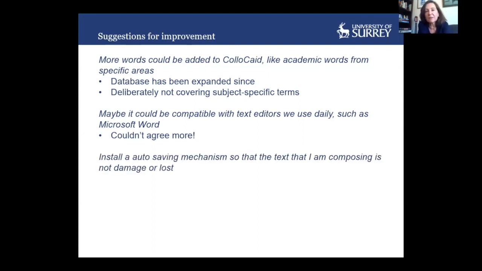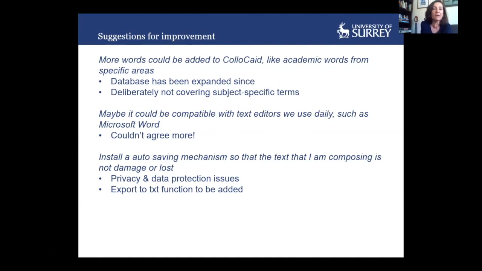Install an auto-saving mechanism so that the text I'm composing is not damaged or lost. Here there are privacy and data protection issues because, you know, people are very zealous about their texts. And we want to assure writers using Collocate that we cannot see what they're writing. They can write anything they want on Collocate and we can't see it. So there's that on the one hand. But we will be adding an export to text function soon so that users can regularly save drafts of what they write on Collocate.